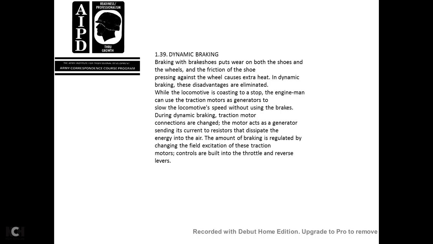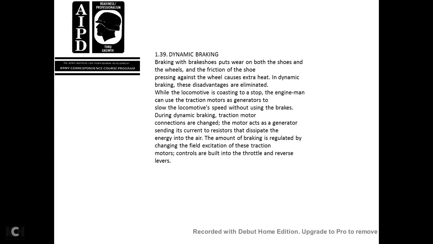139. Dynamic braking. Braking normally uses brake shoes pressed against the wheel. The friction of the shoe pressing against the wheel causes extra heat. With dynamic braking, the disadvantage is eliminated. While the locomotive is coasting to a stop, the engineman can cause the traction motors to act as generators and slow the locomotive without using the brakes.